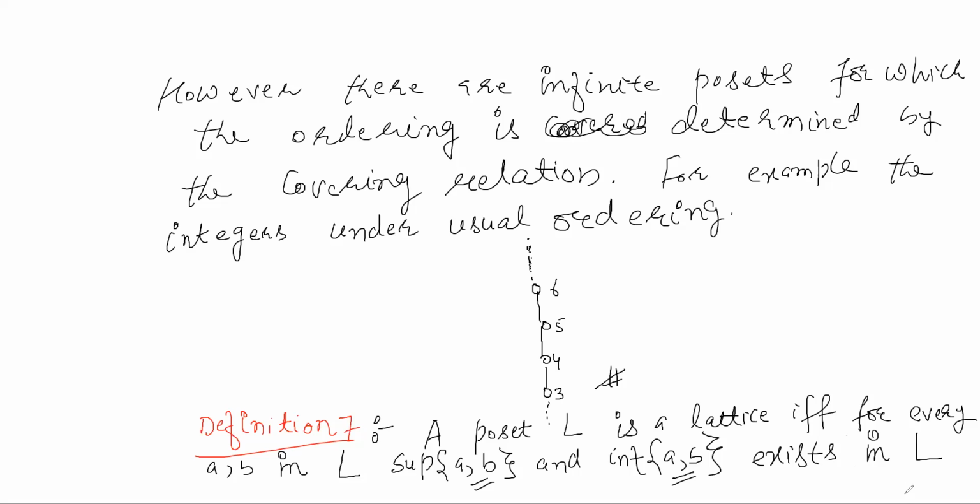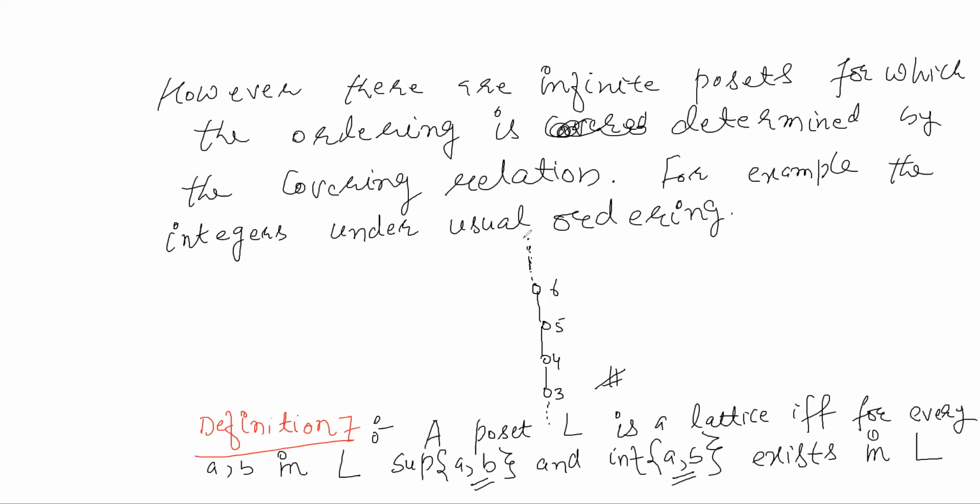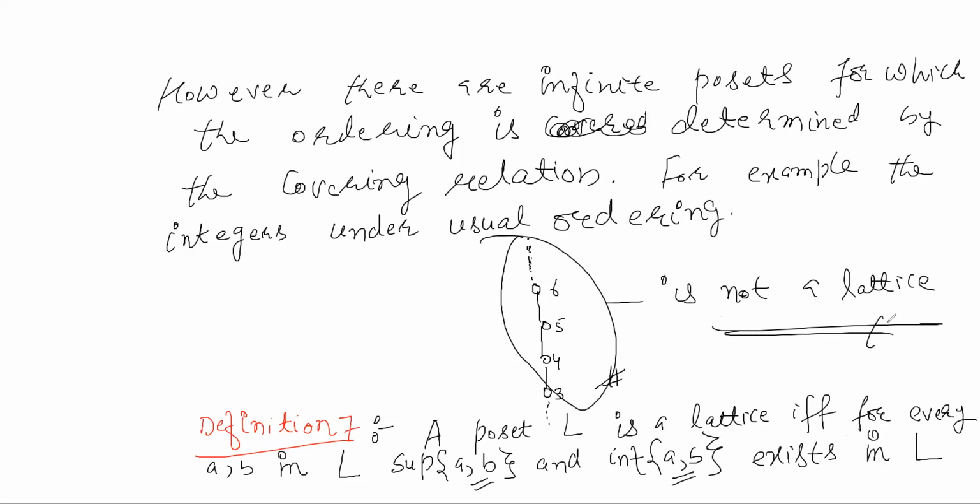For example, these diagrams represent the diagrams of lattices. However, this is not a lattice. This, the diagram of integers, this is not a lattice.